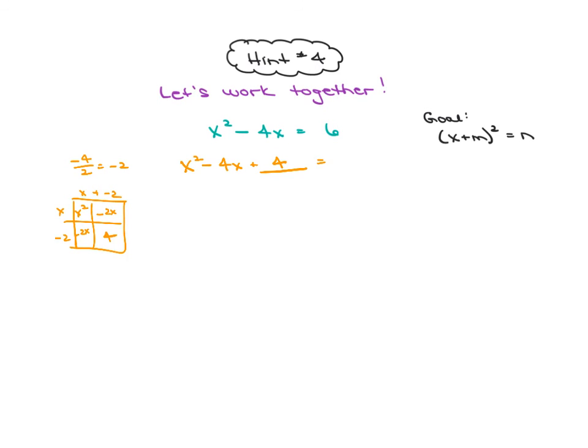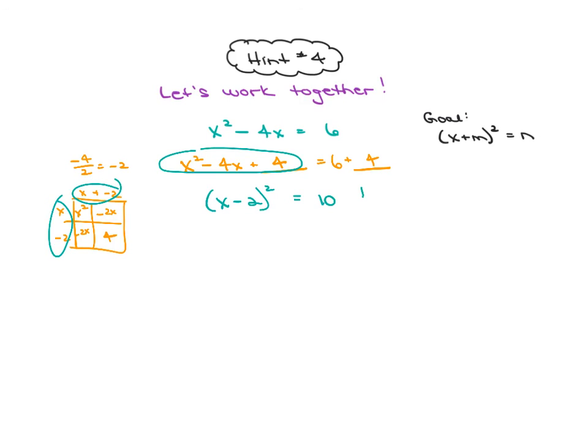Now remember, for an equation, whatever you do to one side, you must do to the other. So I'm going to also add 4 to the second side of my equation. Fabulous. I now have this perfect square trinomial that factors into a binomial squared. x minus 2 squared is equal to 10. And hopefully you are super excited, because now I have a quadratic equation that I can solve using the square root method.